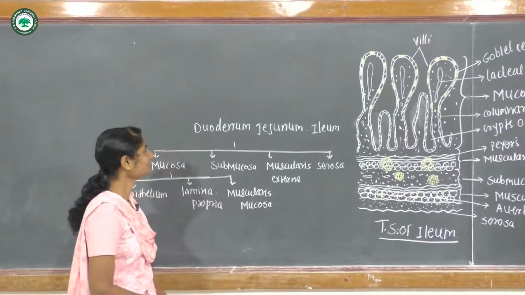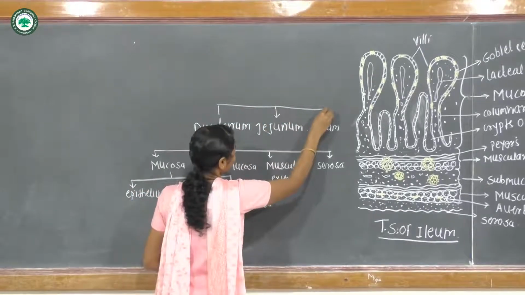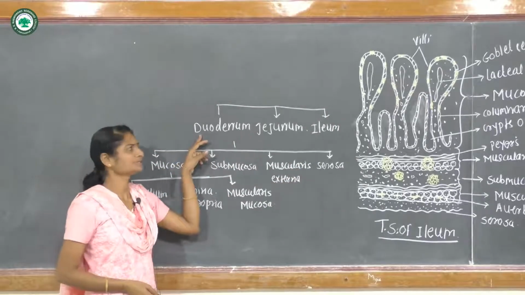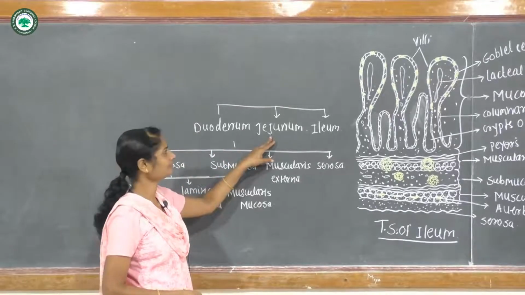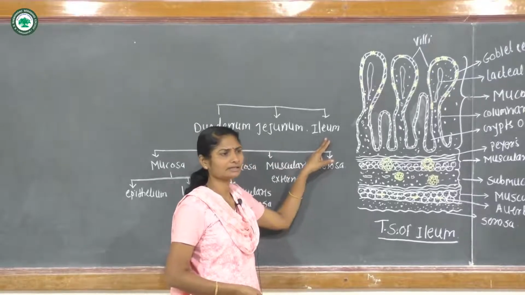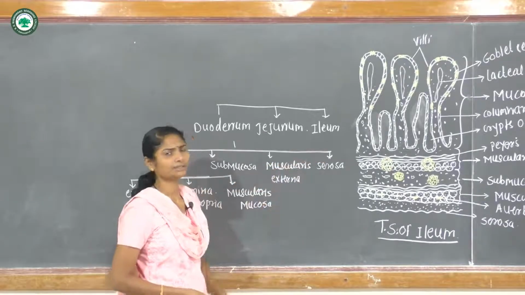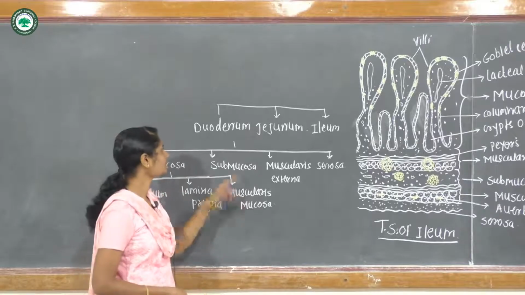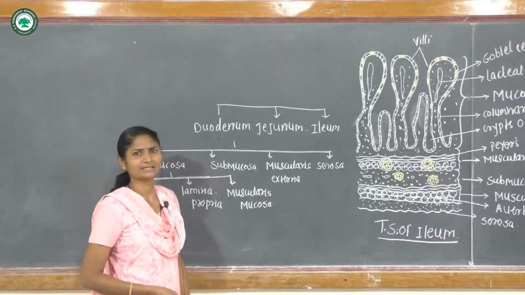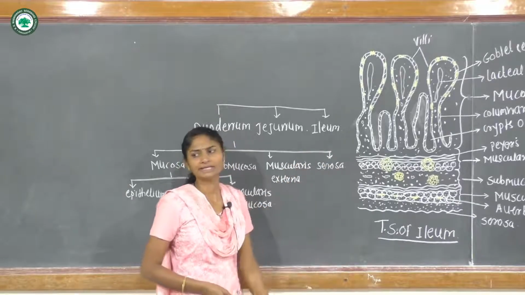Small intestine is mainly divided into 3 parts. First part is duodenum. It is the uppermost part, a U-shaped structure. Jejunum is the middle part of small intestine, and ileum is the posterior, terminal and longest part of small intestine. In the previous lecture we studied duodenum histology. In today's lecture we discuss the histology of ileum.